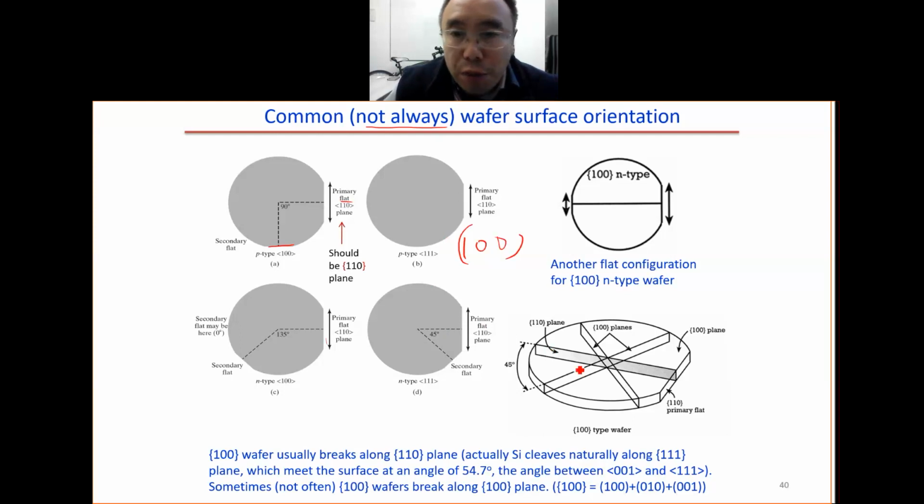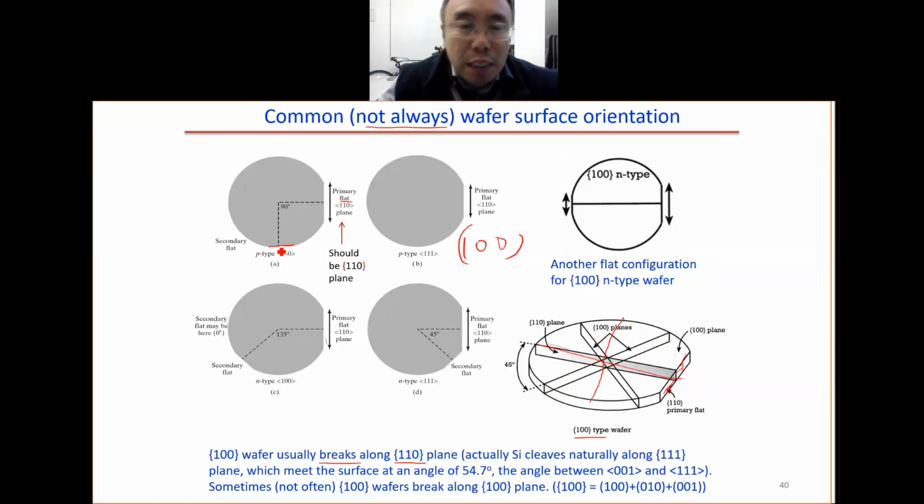So when we want to break the wafer, if we have the 100 type wafer, the main flat here is the 110 flat. When we break the wafer, it easily breaks along this direction, along the 110 plane. That means we can break it along here, or along the perpendicular direction. It's difficult to break along the 100 direction.